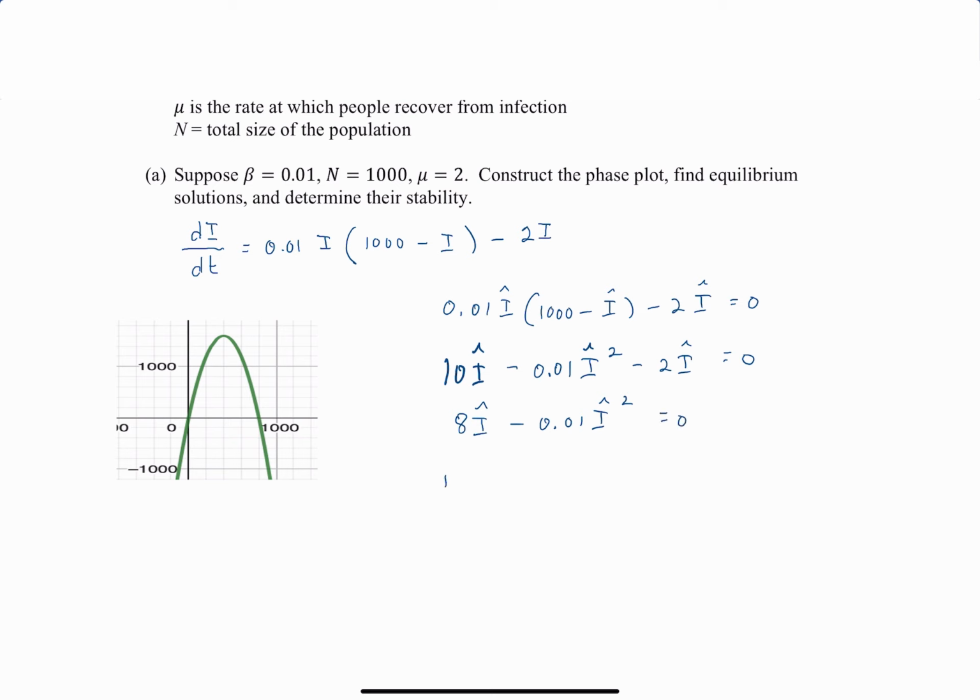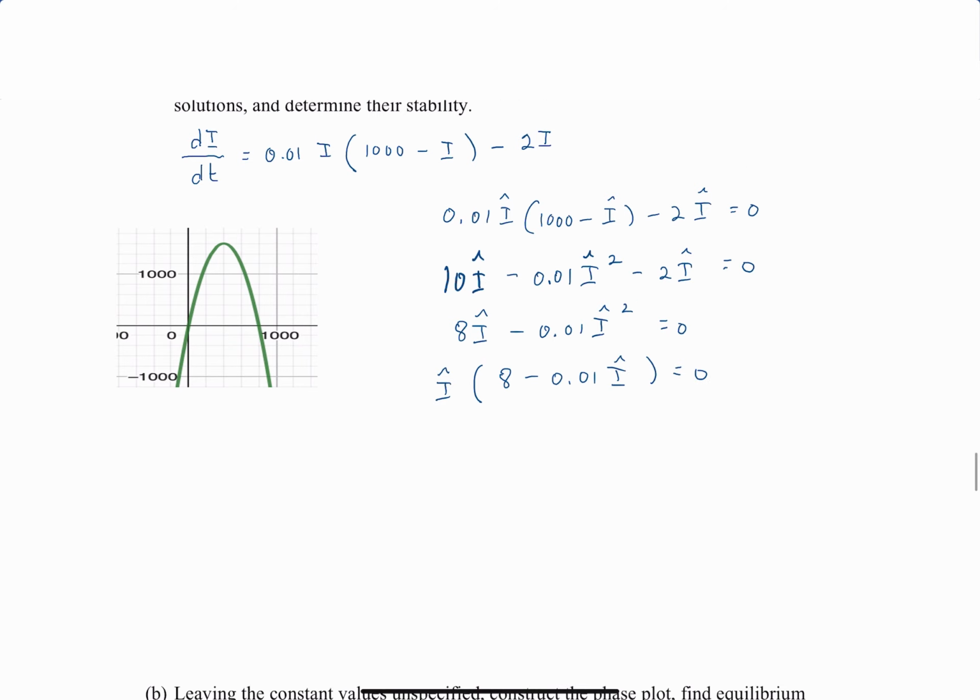We've got a common factor of I hat that we can take out, which will leave us 8 minus 0.01 I hat equals 0. So either I hat equals 0 or 8 minus 0.01 I hat equals 0. And if we solve this for I hat, we'll get 800. So those are our two equilibrium solutions. The one at 0 is pretty clear on the plot, but I'm going to go ahead and label this one as 800.